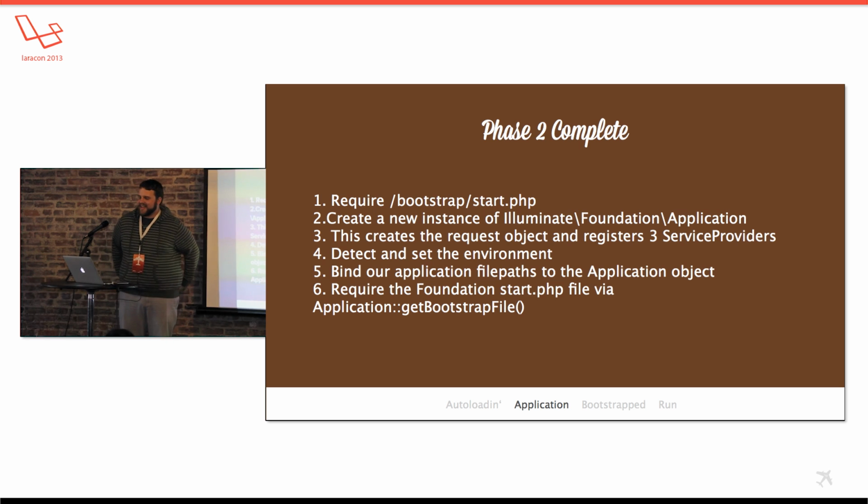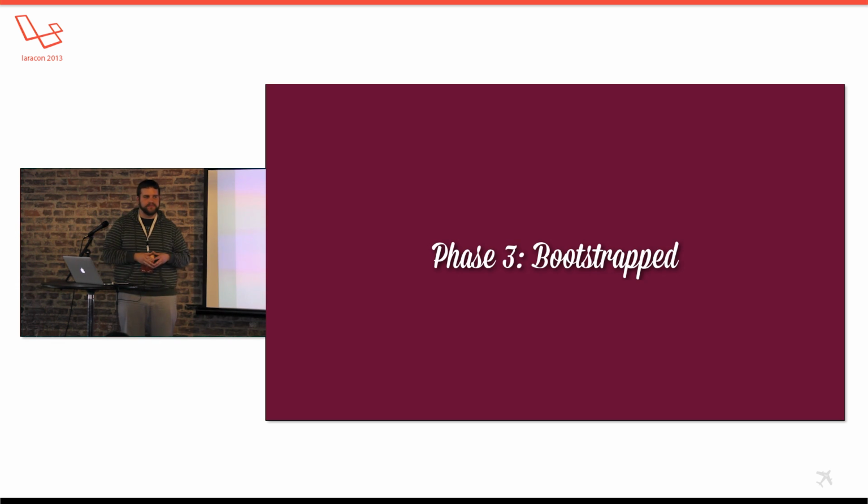And that's the extent of it. So we required the bootstrap start PHP file. This is after auto-loading all that stuff. We created a new instance of Illuminate Foundation application. This creates our request object, which will be assigned to the application itself via the container stuff. And we've also registered 3 service providers right off the bat. We check to set the environment. We bind our file paths to our application object, and then we require the foundation start PHP file via a method in the application object. And that moves us to phase 3, bootstrapped.